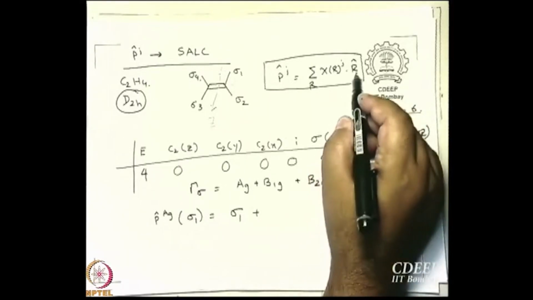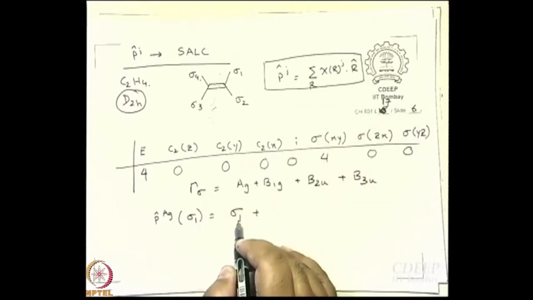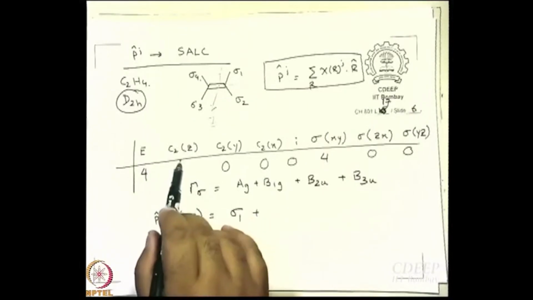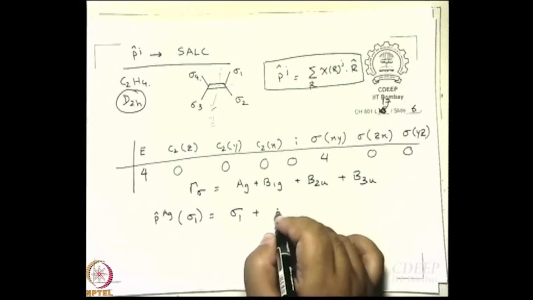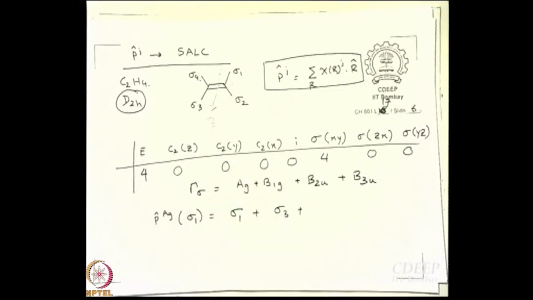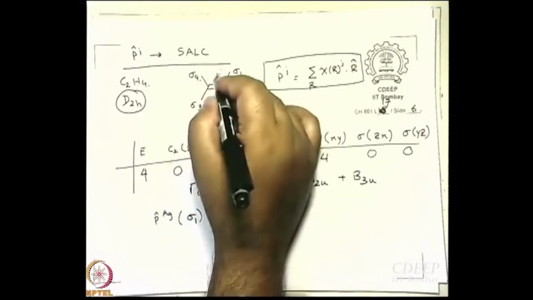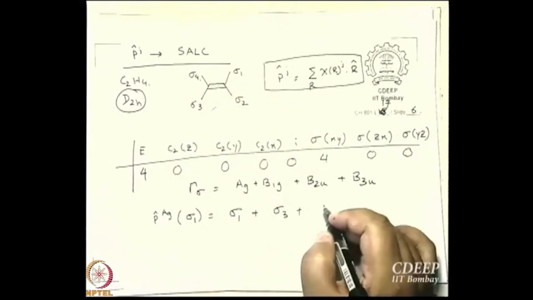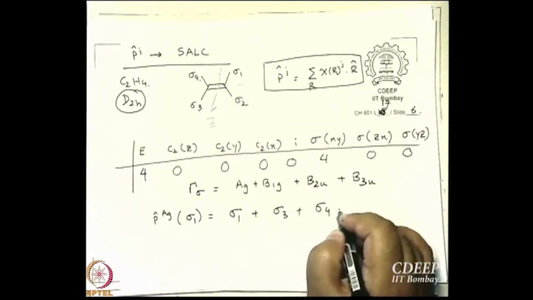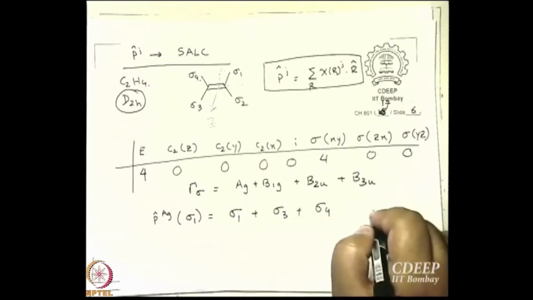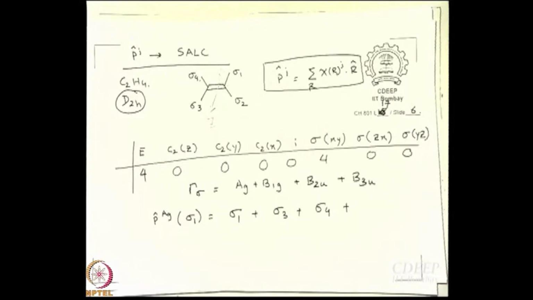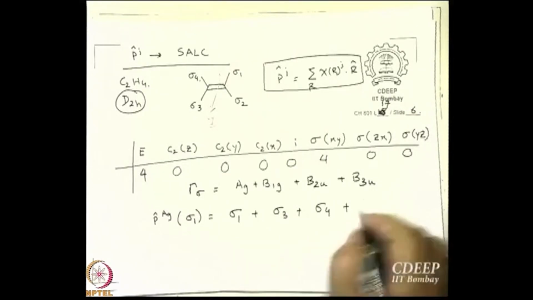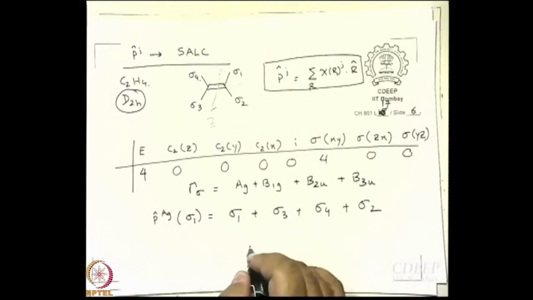So first term is, R is E here, E operating on sigma 1 is sigma 1, multiplied by 1 is sigma 1. What happens when C2Z operates on sigma 1? What do you get? Sigma 3 multiplied by 1, that is sigma 3. What about C2Y? C2Y, Y is here. Sigma 4 multiplied by 1, sigma 4. So you see what's happening? We are generating a linear combination. Plus, what happens when C2X operates on it? Sigma 2. Then what happens when I operates on it? I, sigma 3.